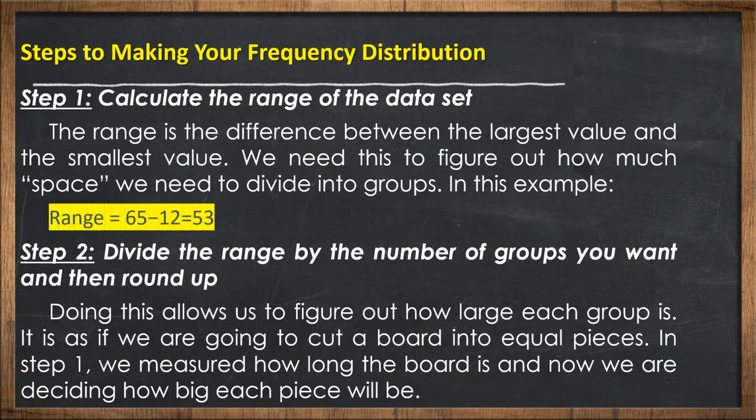Steps to making your frequency distribution. Calculate the range of the data set. So range is equal to 65, the highest score, and the lowest score is 12. So 65 minus 12, that is 53. Divide the range by the number of groups you want and then round off.